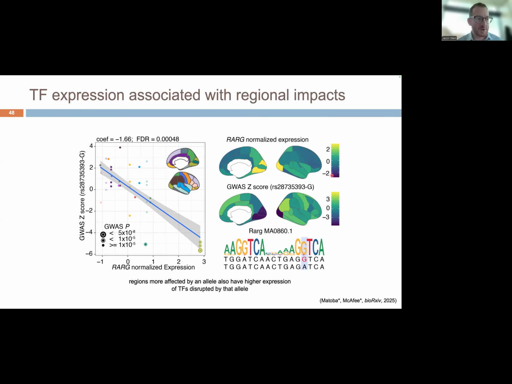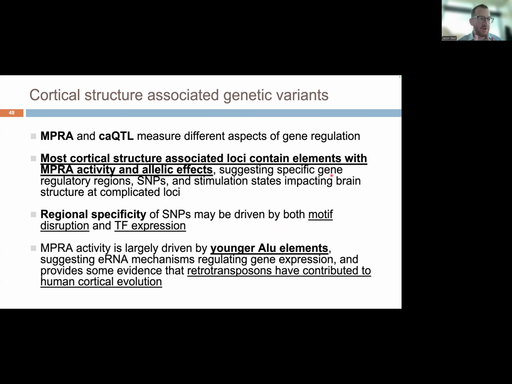Okay, so actually, I'm going to skip this one for time reasons and just summarize here and then go into our iPSC work. So to summarize this, EMPRA and caQTLs measure different aspects of gene regulation, and most cortical structure-associated loci contain elements with EMPRA activity and allelic effects, suggesting specific gene regulatory regions, SNPs, and stimulation states impacting brain structure at complicated loci. Also, EMPRA activity, at least in our hands, was largely driven by younger ALU elements, and this possibly suggests that enhancer RNA mechanisms regulating gene expression have contributed to human cortical evolution driven by these retrotransposons.